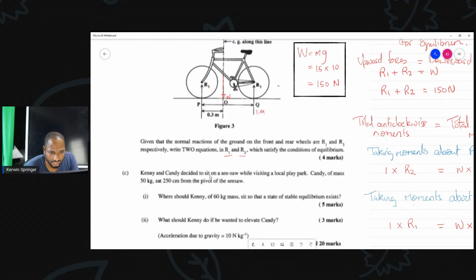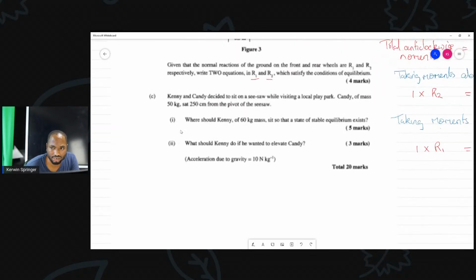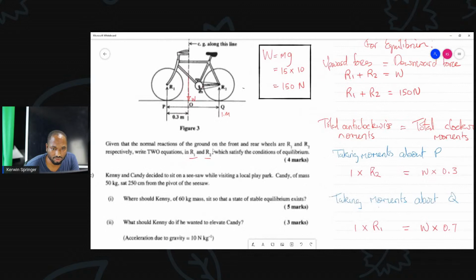So Kenny and Candy decided to sit on a seesaw while visiting a local play park. Candy of mass 50 kilograms sat at 200. This had nothing to do with the next question. They asked you to find what R is. They didn't really ask you to find what R is. I didn't like this question. It's too sus.